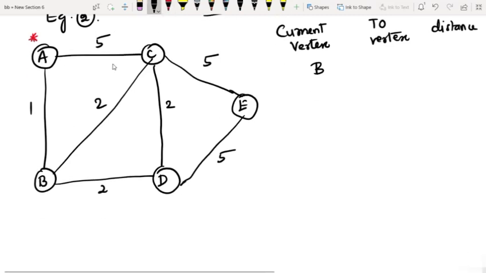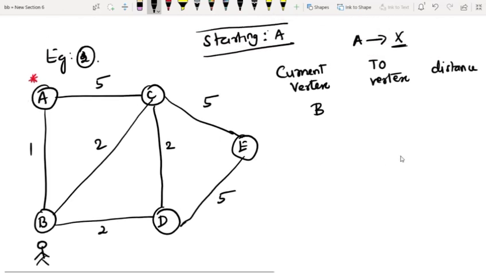So I am at B now, so I have to calculate the distance from A to any other nodes. First of all, let me take the two vertex also to be B, because now I have to write the distance from A to B. So A to B distance is what? 1. That is the shortest distance, right? Then I'll say two vertices C, D and E. I'll write all the possible vertices in the graph, guys. B, C, D and E, because initially I have to write everything.